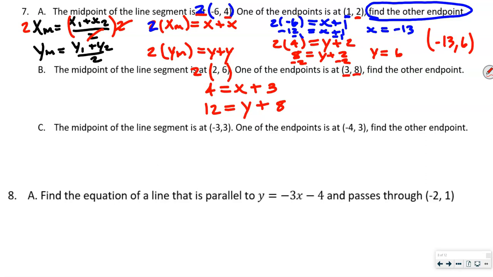Now, how do we solve it? We subtract 3 from both sides here, right? So x is equal to 1. We subtract 8 from both sides here. So y is equal to 4. So my point here was 1, 4.